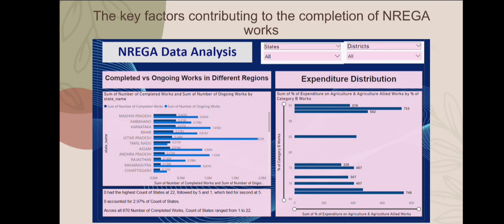The next KPI is on the key factors contributing to the completion of NREGA works. Here we have used two visuals. One is based on the sum of number of completed works and sum of number of ongoing works by state name, and another one is of sum of percentage expenditure on agriculture and agriculture allied works by percentage of category B works. Here 0 had the highest count of states at 22, followed by 5 and 1, which tied for second at 5. 0 accounted for 2.97% of count of states. Across all 670 number of completed works, count of states ranged from 1 to 22.